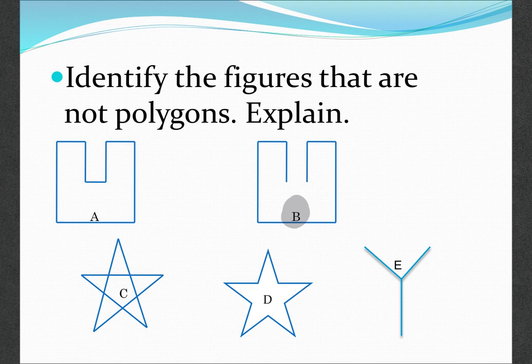C is also not a polygon because these segments, so just this segment alone, intersects more than one segment at its endpoint. D is a polygon, and E is not a polygon because it is not a closed figure and each segment does not intersect two at the endpoints. So you've got this segment intersecting both this segment and this segment, but not one at each endpoint. So the three that are not polygons are B, C, and E.